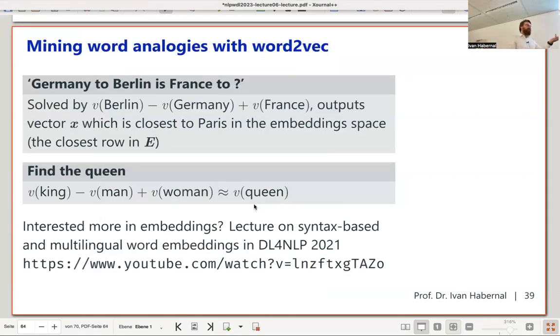And now we can finally also solve the word analogy task. Germany to Berlin is France to what? You can express it as the embedding of Berlin minus the embedding of Germany plus the embedding of France. Vector minus vector plus vector gets you another vector. And then if you look in the embedding space for the vector closest to this vector, you find Paris. So this is pretty cool. And the same for king and queen.